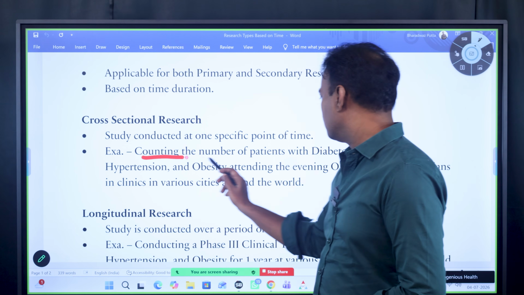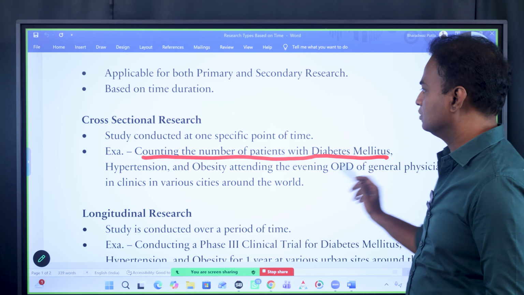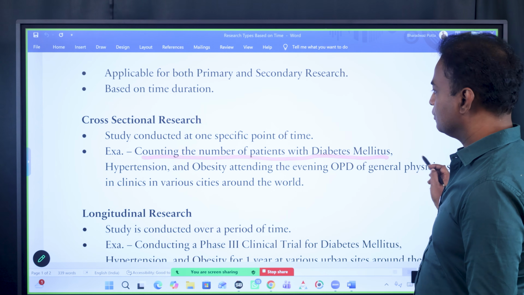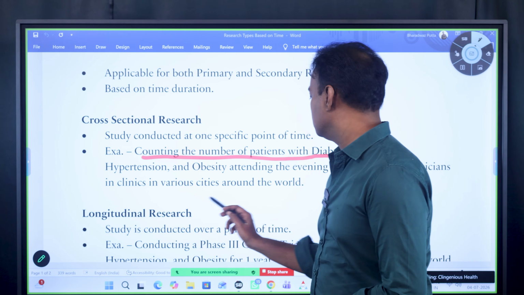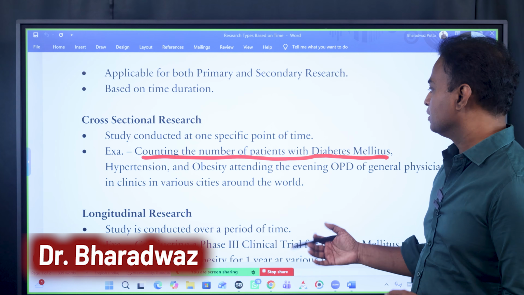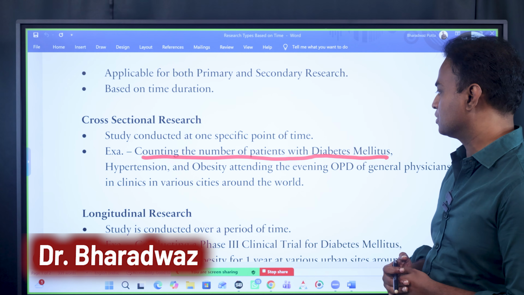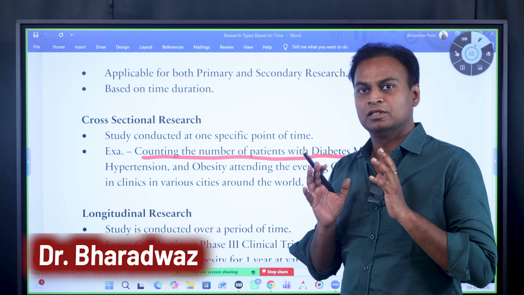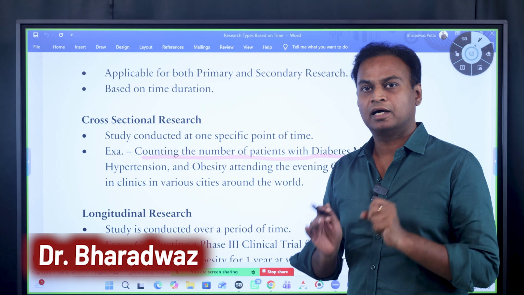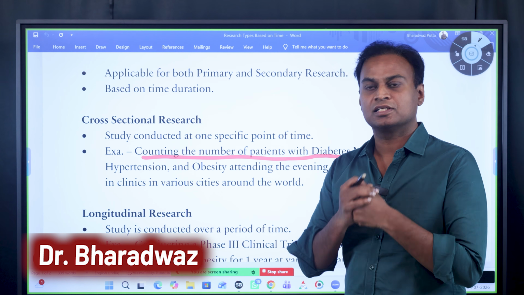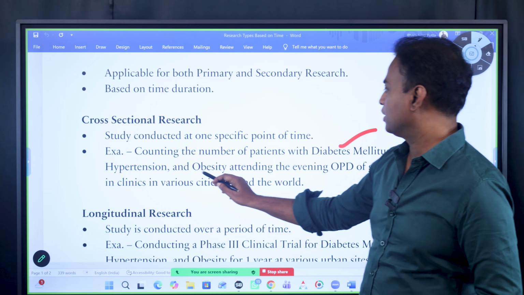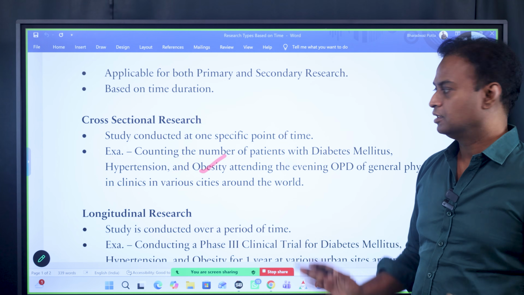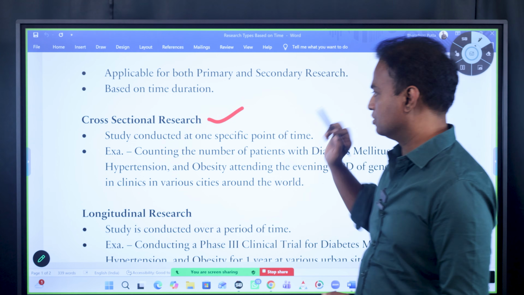Example: counting the number of patients with diabetes mellitus, hypertension or obesity attending the evening OPD of general physicians in a clinic in various cities around the world. This is a study I have actually done in clinical research, from a famous company. The researchers had to go into a general physician clinic and sit there, take the first 15 patients and check whether they have diabetes, hypertension, obesity. That's it. One time the study is completed. That is cross sectional research.